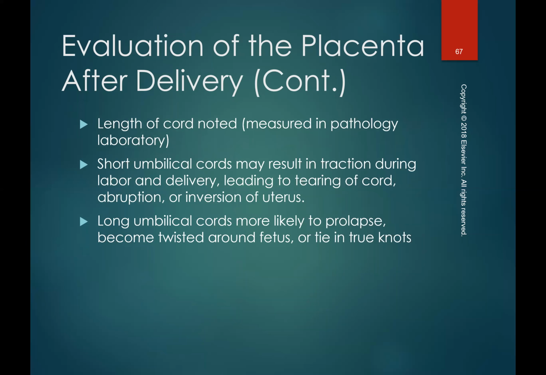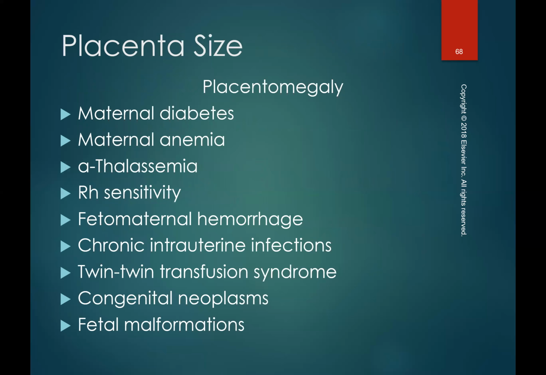The length of the cord is noted. Short umbilical cords may result in traction during labor and delivery, leading to tearing of the cord, abruption, or inversion of the uterus. Short cords are difficult to diagnose in utero. Long umbilical cords are more likely to prolapse, become twisted around the fetus, or tie in true knots. So you just need your cord to be just right.